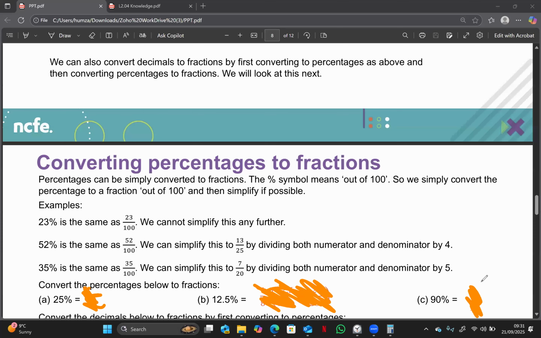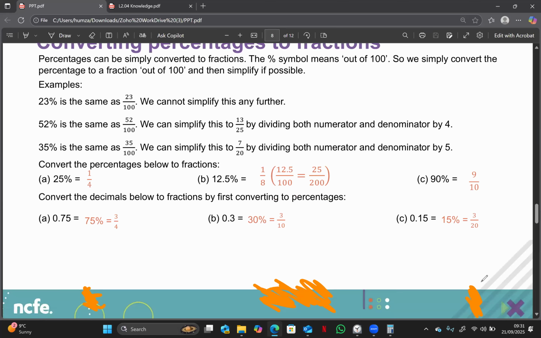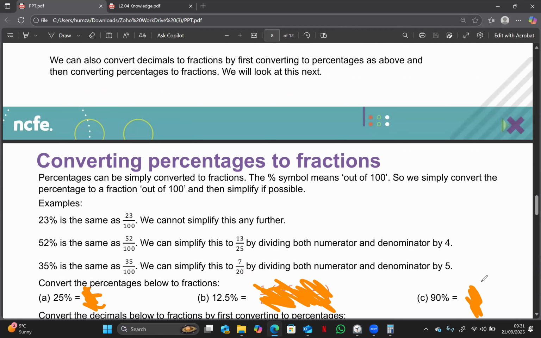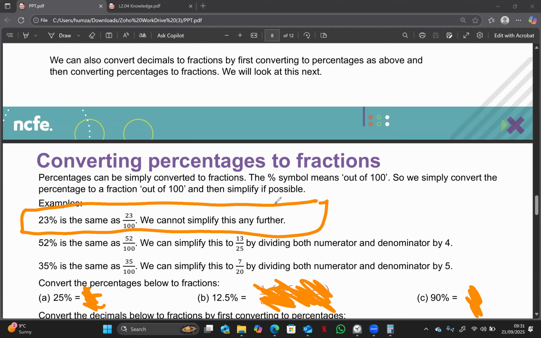So I'm going to ask you this first one. How do we convert 25% into a fraction? It's the same as what it says here. 25 divided by 100. Exactly. So we would write it as 25 over 100.